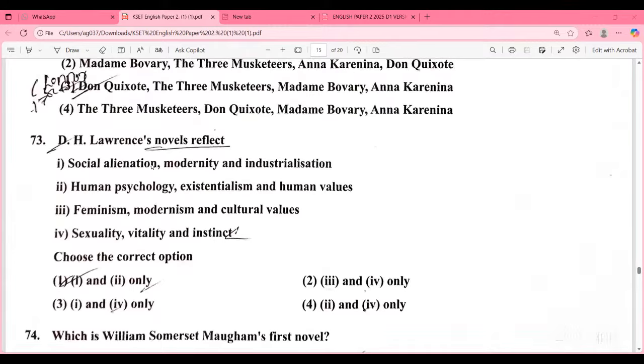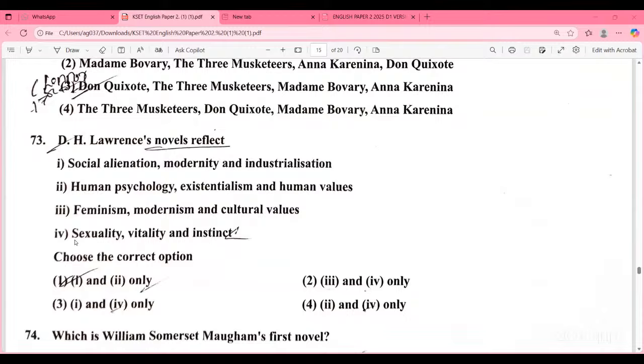Okay. So D.H. Lawrence's novels reflect 2 and 4. Option 2 will be the right answer. Sorry. That was a slip of tongue in Bengali. Sorry for that. So the right answer will be 2 and 4. Option 4 will be the right answer. Human psychology, existentialism and human values, and sexuality, vitality and instinct.